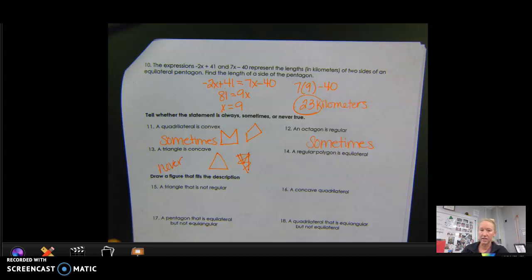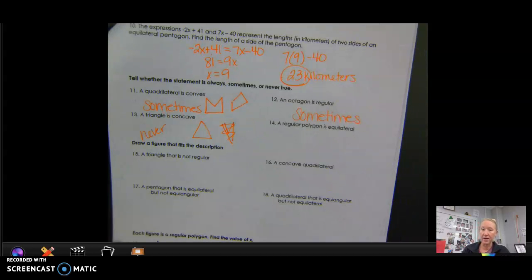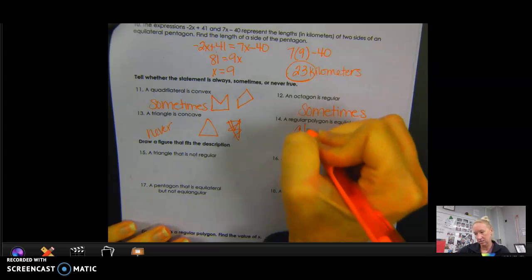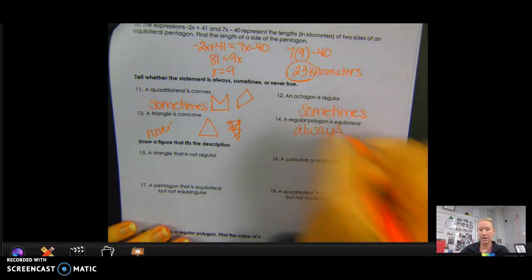A regular polygon is equilateral. Regular means, in the definition of regular, that it's equilateral and equiangular. So a regular polygon would always be equilateral.